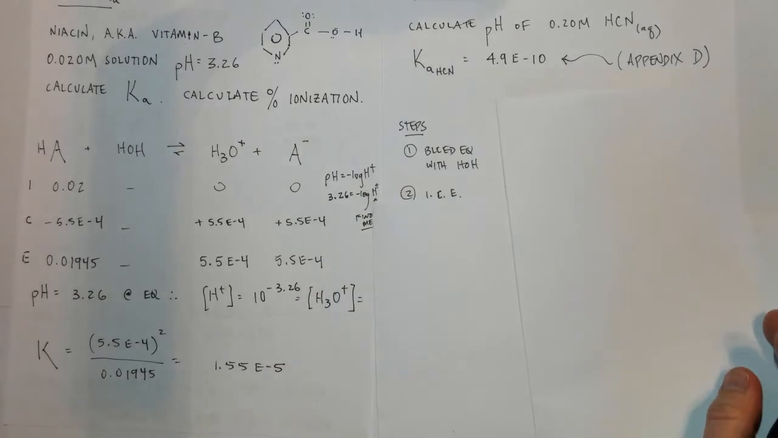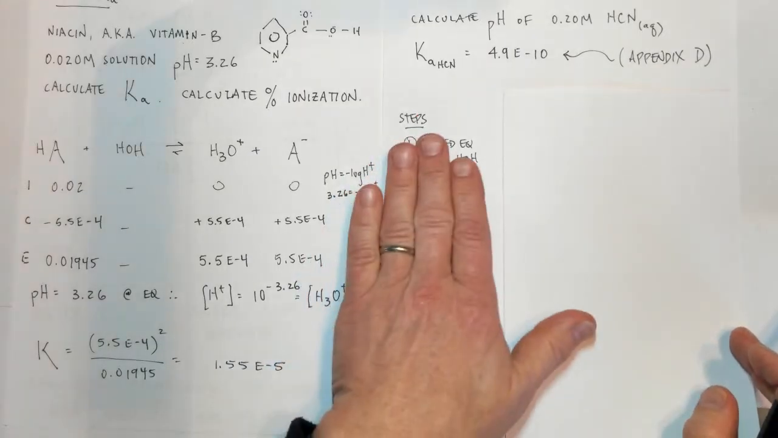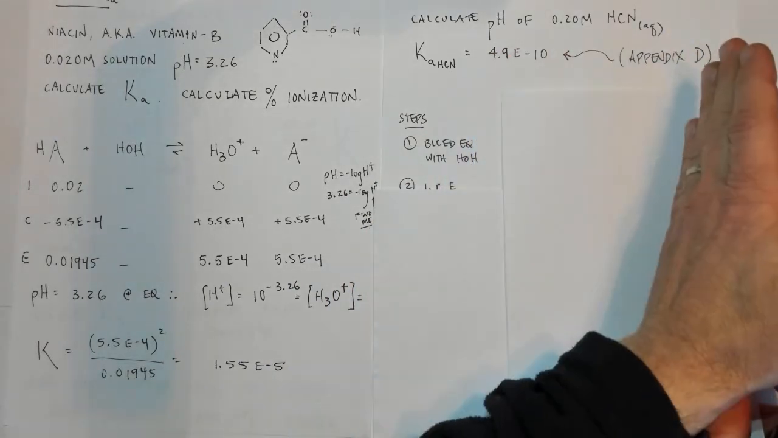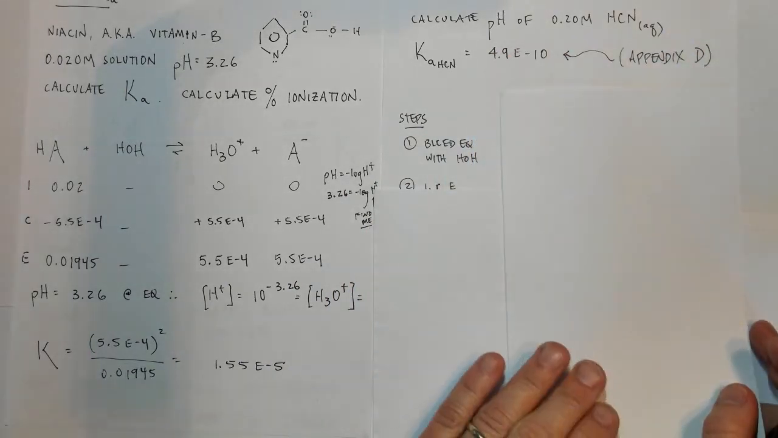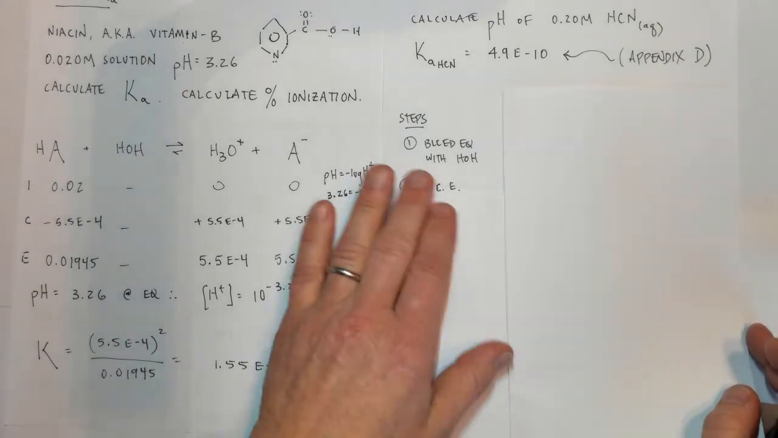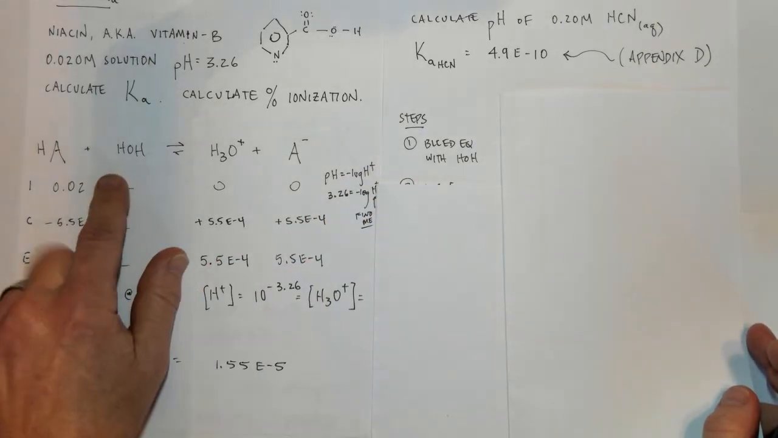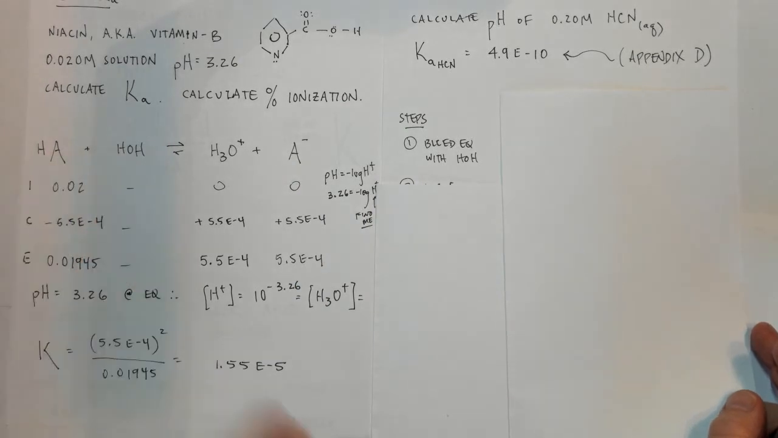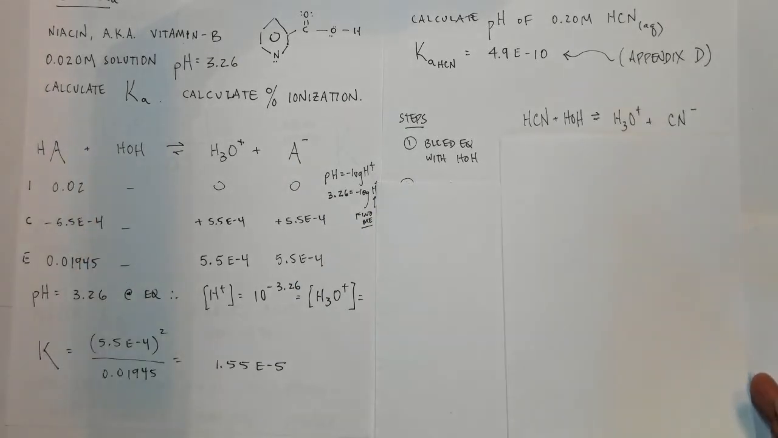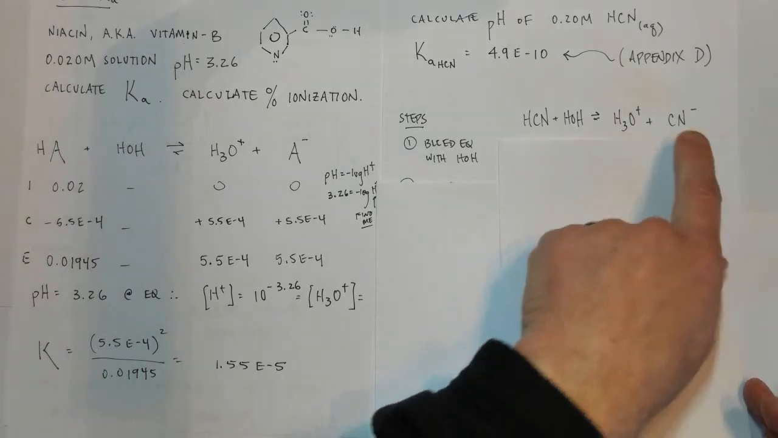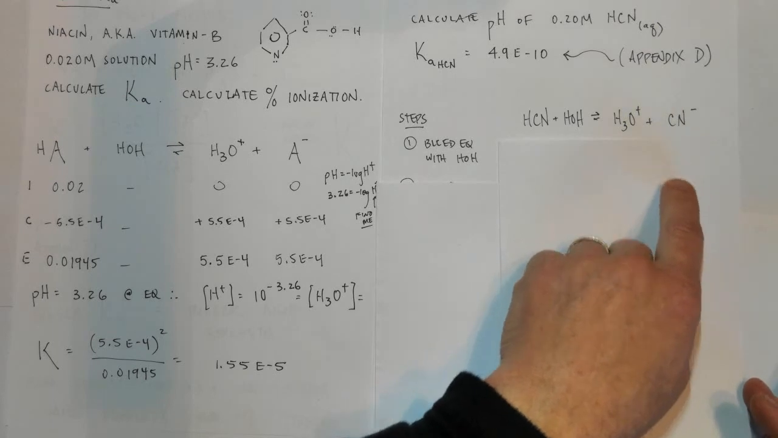So there are some steps to doing these problems. On the left-hand side of the paper, I'm going to write down the steps and then leave at least 2/3 of your paper, maybe more, so we can do the work. Step number 1 to doing these types of problems is to write the balanced chemical equation with water, just like we did right here. Take HCN, react it with HOH, donate the proton, and then you'll get some H3O plus, and then write the conjugate base over here, CN minus.